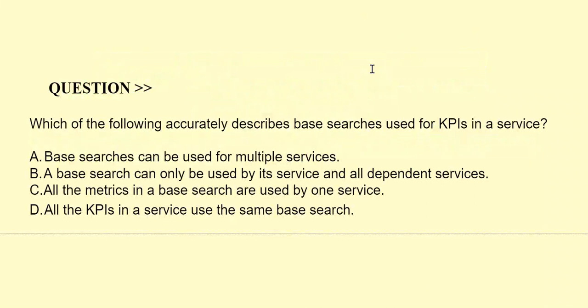Which of the following accurately describes base searches used for KPIs in a service? Option A. Base searches can be used for multiple services. Option B. A base search can only be used by its service and all dependent services. Option C. All the metrics in a base search are used by one service. Option D. All the KPIs in a service use the same base search.